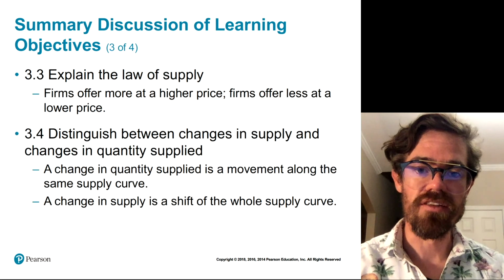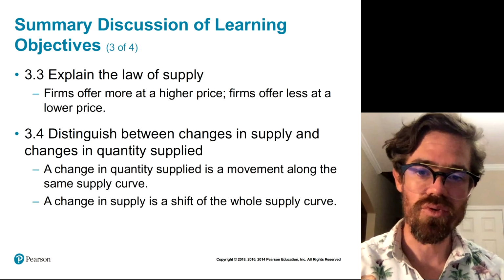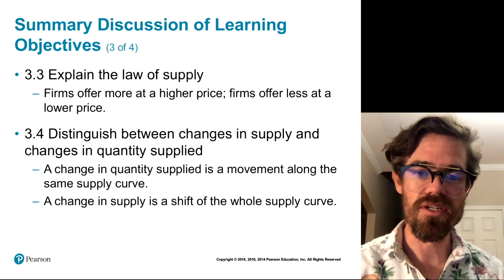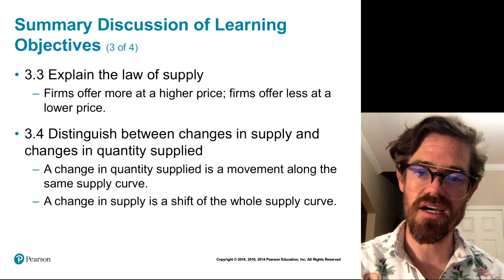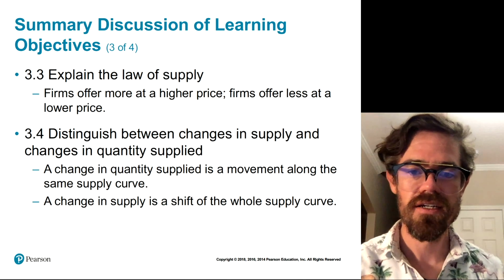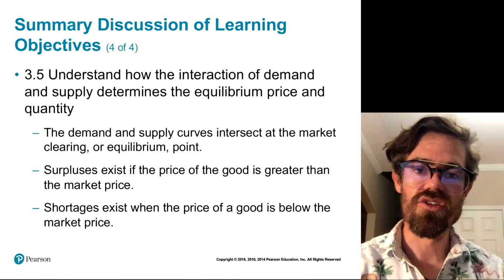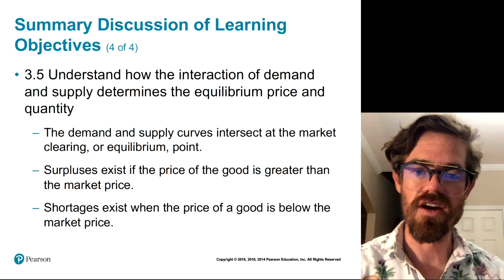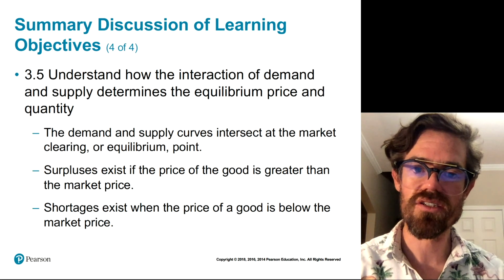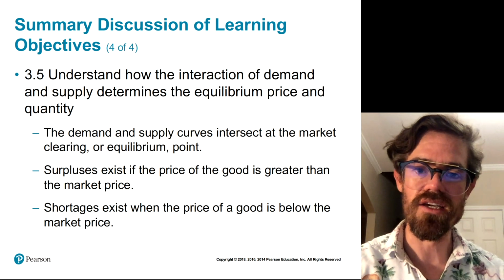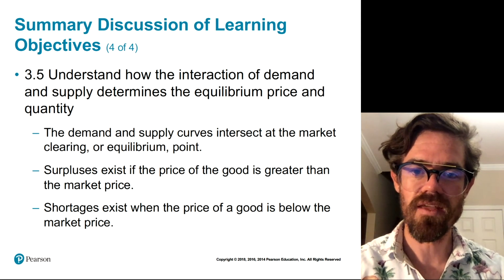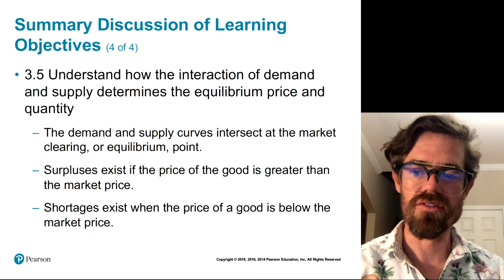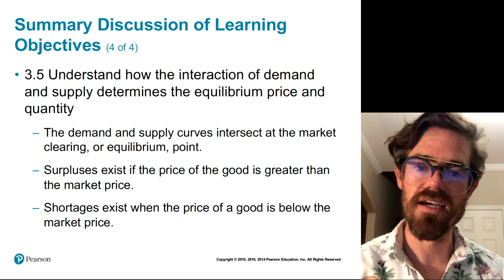And then we also talked about the law of supply, right? The direct or positive relationship between price and quantity supplied. And again, we talked about the difference between changes in supply and changes in quantity supplied. And then we brought the two pieces together and saw how supply and demand interact to determine equilibrium price or market clearing price and equilibrium quantity, right? And then we also talked about shortages and surpluses and how those exist if price is not at equilibrium price.